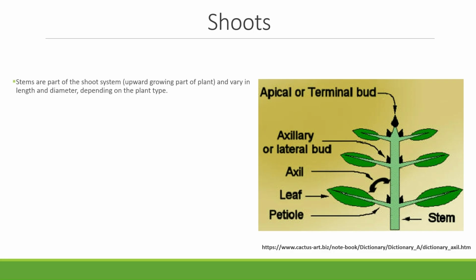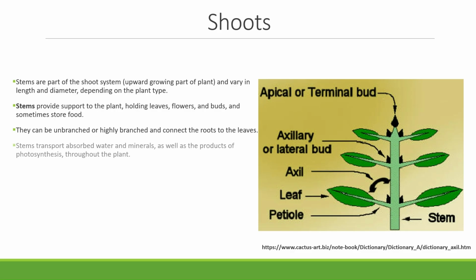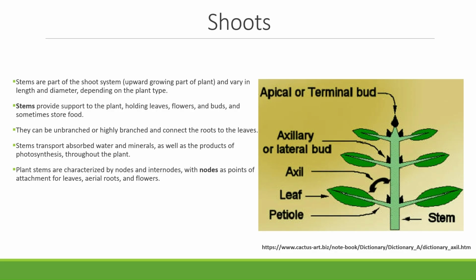Stems are part of the shoot system, the upward growing part of the plant. They support leaves, flowers, and buds, and sometimes store food. Stems connect roots to leaves and transport water, minerals, and sugars throughout the plant. The stem is organized with nodes where leaves and buds are attached, and internodes between those attachment points. The stalk that connects a leaf to the stem is called the petiole.